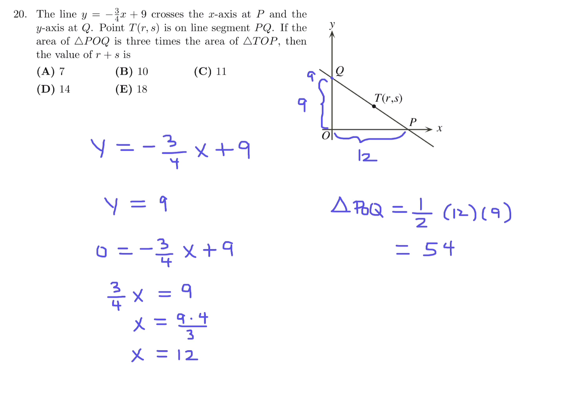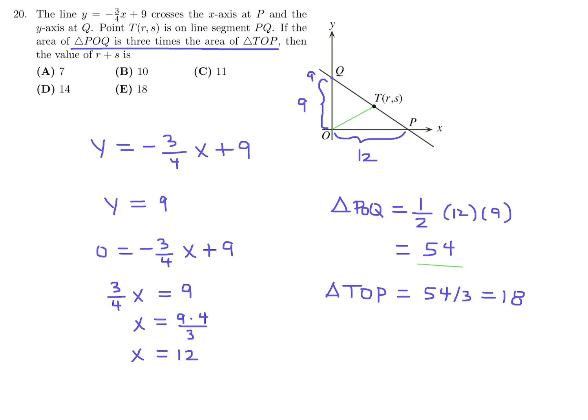All right. So they tell me that if I were to find the area of TOP, so I'll just make that triangle there. This is TOP. That is going to be related to the area that I just figured out in the following way, that POQ is 3 times the area of TOP. So that basically means that the area of triangle TOP is 54 divided by 3, which is 18.